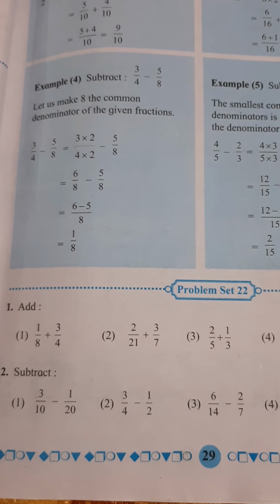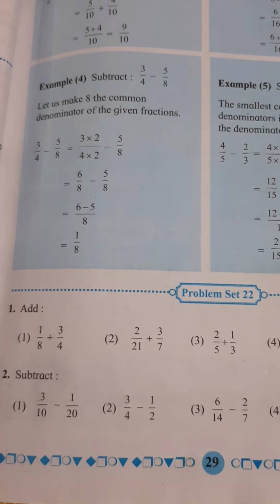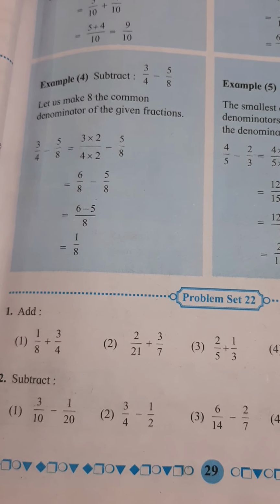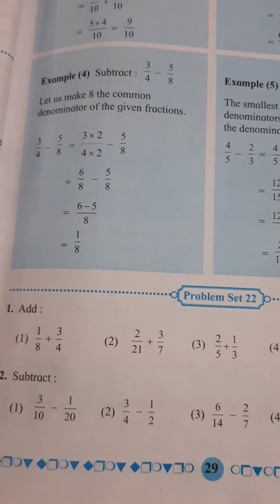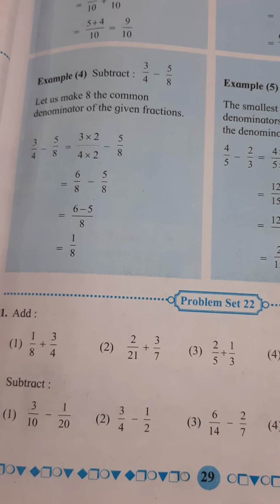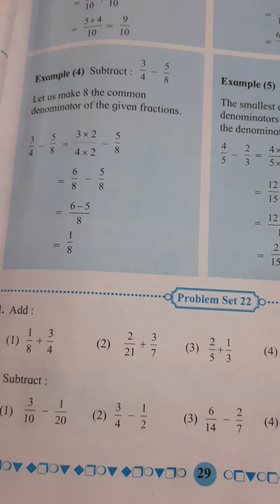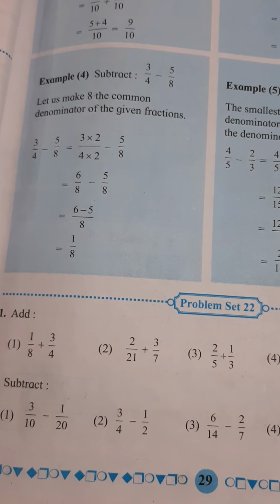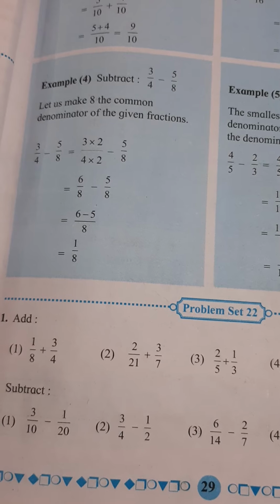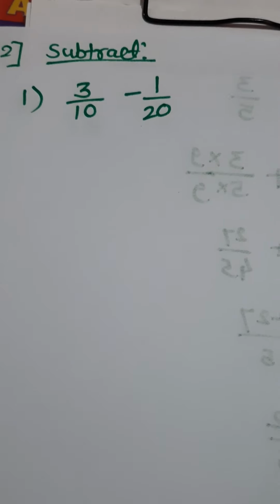Hello dear friends, let's see how to subtract the unlike fractions. For addition and subtraction of fractions, they must have equal denominators. It means we can add or subtract only like fractions. Then how to subtract unlike fractions?